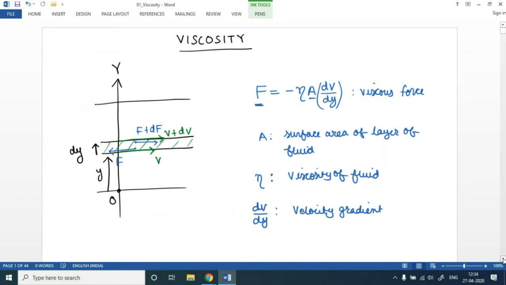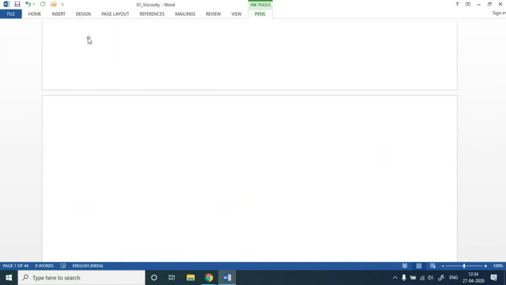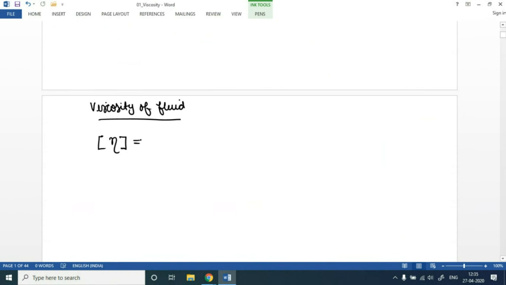But before moving ahead, let's talk about this property of liquid, which is viscosity of fluid. As the above expression suggests, the dimension of this physical quantity, viscosity of fluid, will turn out to be M L^-1 T^-1. Basically, the SI unit will be Newton second per meter square.